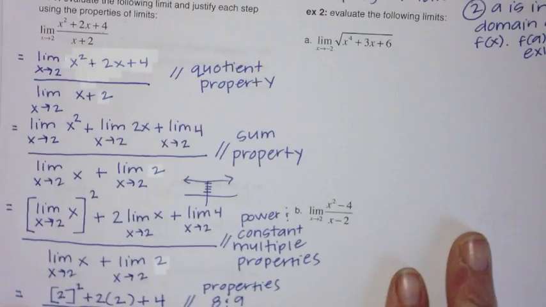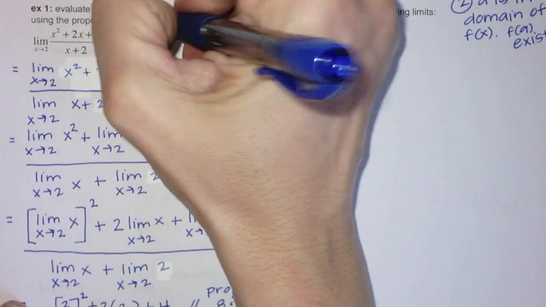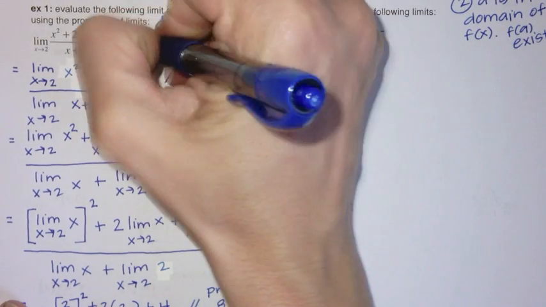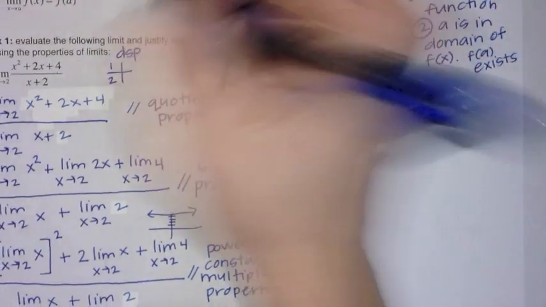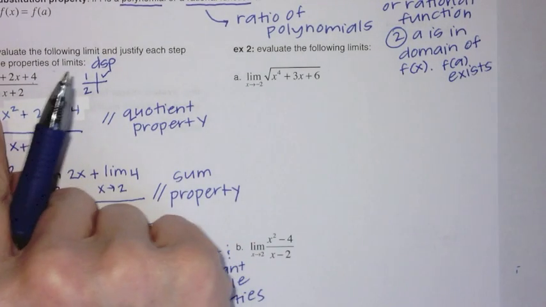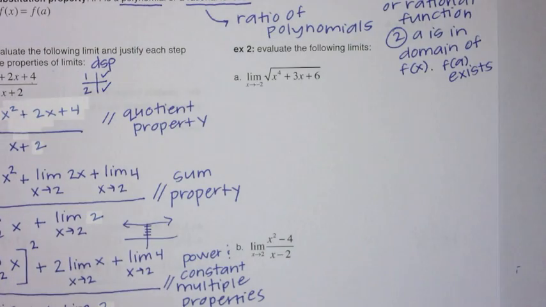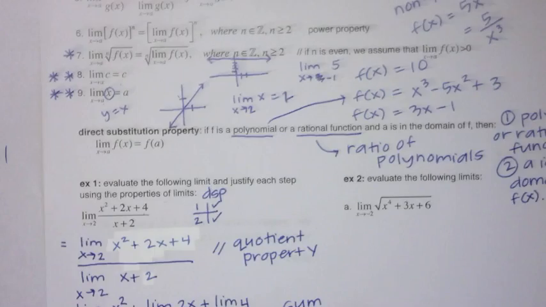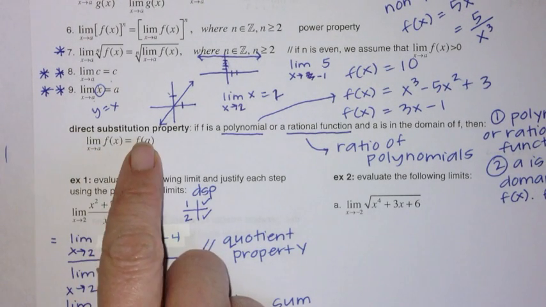So we did all this work over here. Let's do a 1-2 check. If we're going to do the DSP, I like to do my 1-2 check. The first thing is, does it meet condition 1? Polynomial or rational function, check. Does it meet condition 2? Is A, which is the x value you're approaching, in the domain? Yep, it is. So if I wanted to use DSP, what does this say? The DSP says if you want the limit as x approaches A, just plug in A.